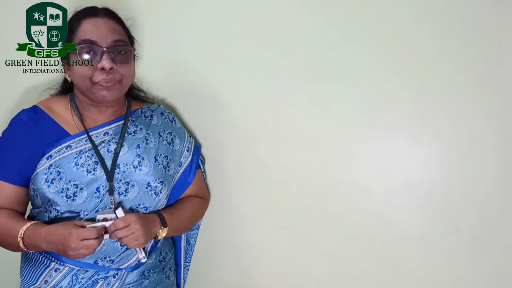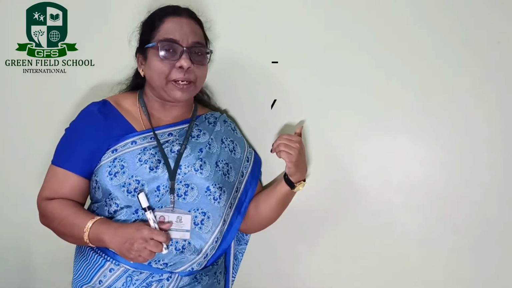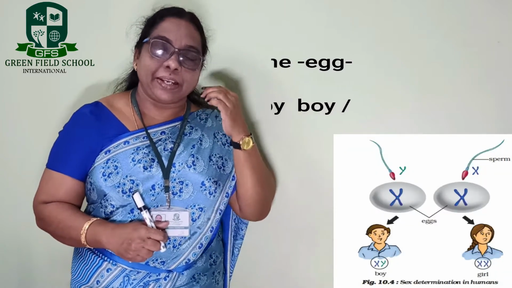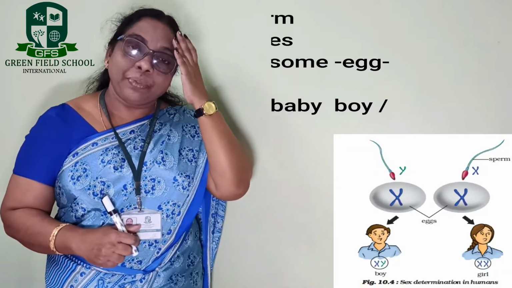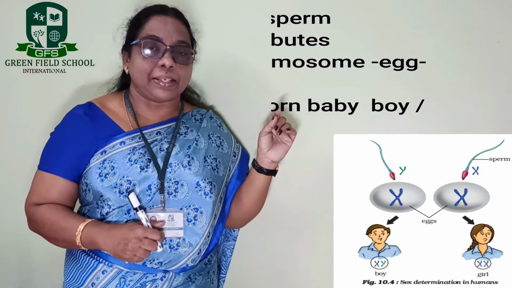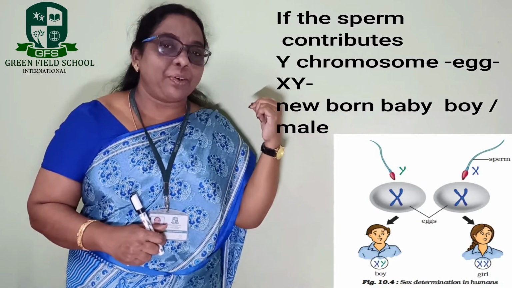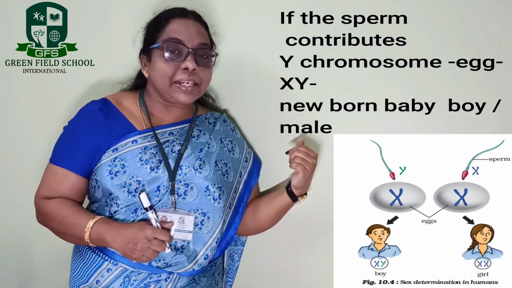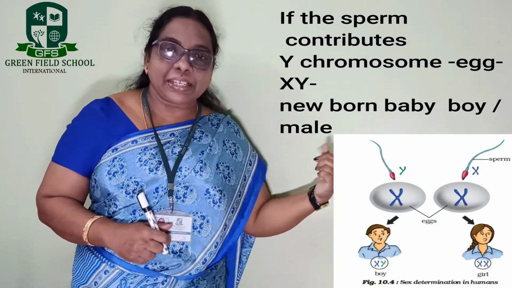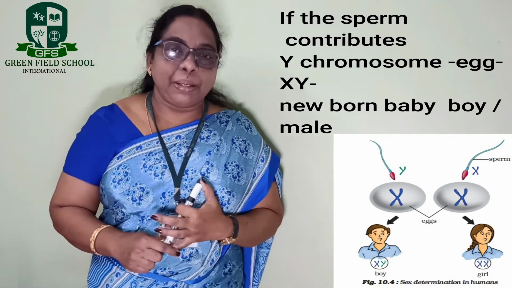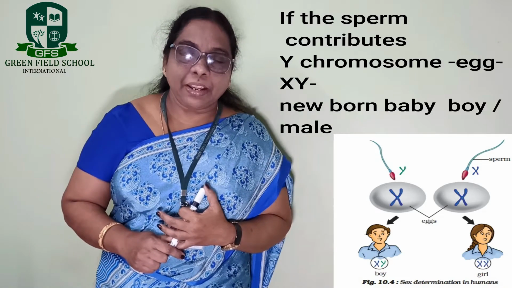Next, the unfertilized egg. Observe the diagram on the right side. The unfertilized egg has an X chromosome. In case the sperm contributes a Y chromosome, the resultant product is X and Y, and so the newborn baby is a baby boy, or male, we can say.